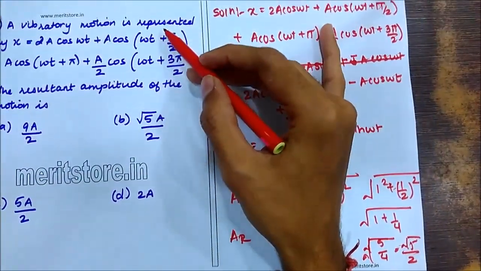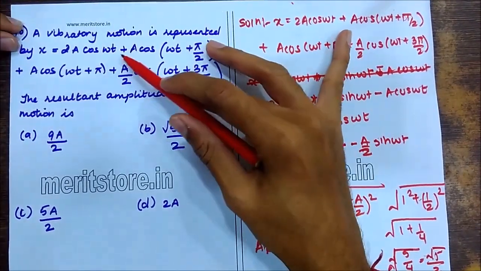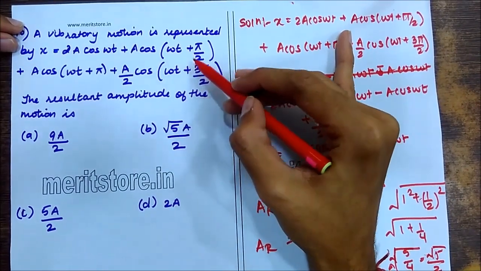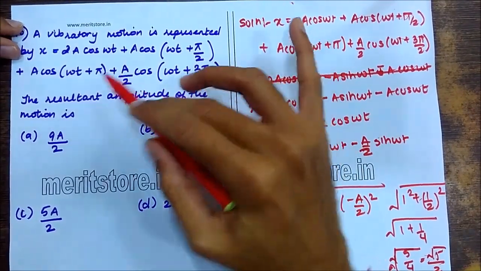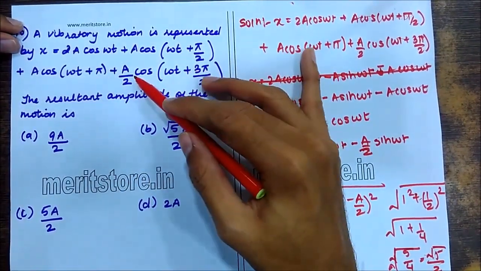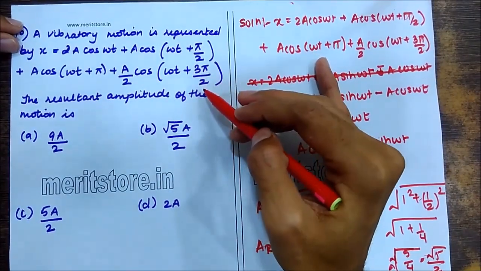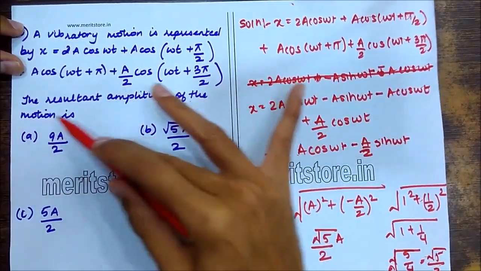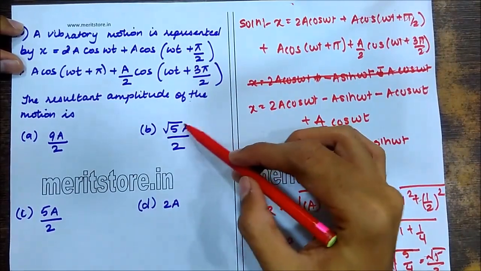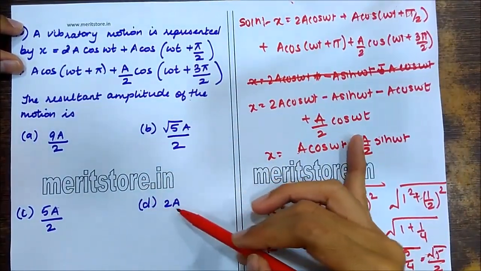The vibrating motion of a particle is represented by x equals 2a cos omega t plus a cos(omega t plus pi by 2) plus a cos(omega t plus pi) plus a by 2 cos(omega t plus 3 pi by 2). The resultant amplitude of the motion is: 9a by 2, root 5a by 2, 5a by 2, or 2a?